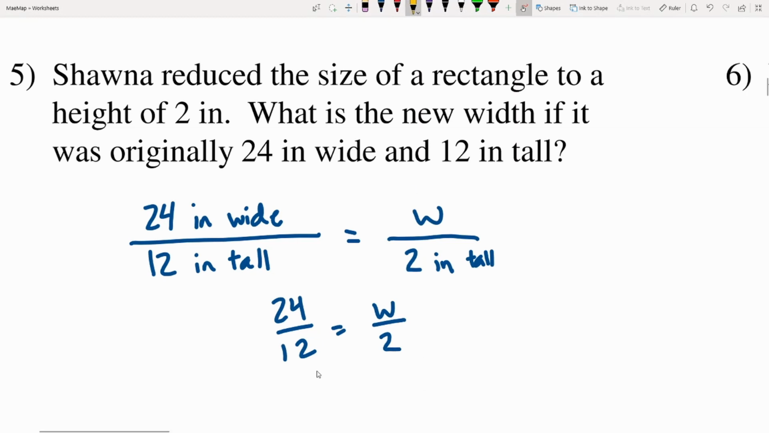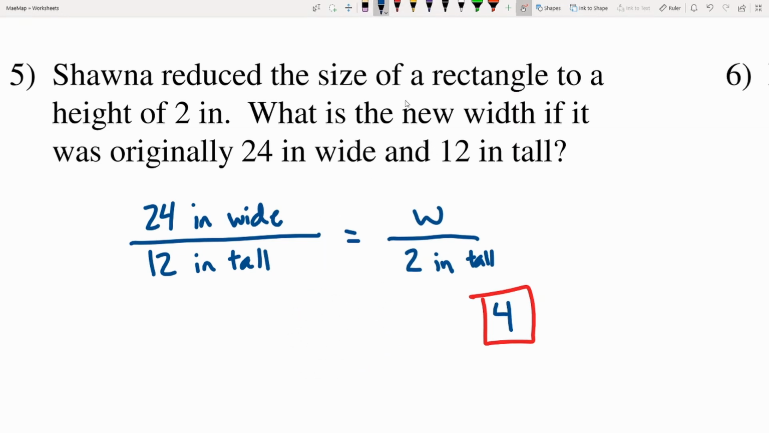So if we think about it, how do we go from 12 to 2? Well, we simply divide by 6. And you know what? We're going to do that same thing to 24 to go from 24 to W. Divide by 6. 24 divided by 6 gives us 4. So the width of the new rectangle is 4 inches. And that's as long as we keep the dimensions proportional. Now, when reading this problem, you might have set up your proportions slightly differently, which is completely fine.